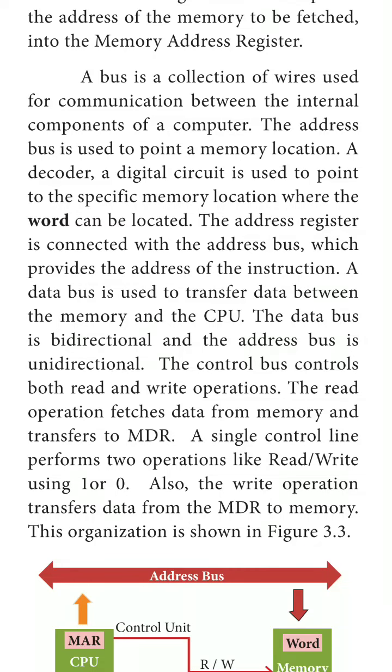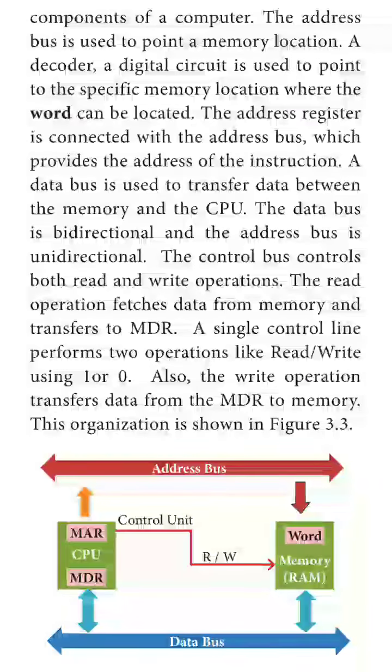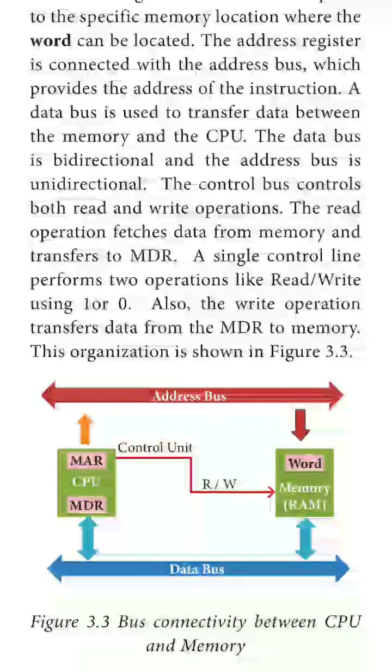The control bus controls both read and write operations. The read operation fetches data from the memory and transfers it to the MDR. The single connection line performs two operations, read and write, using 0 or 1. Also, the write operation transfers data from the MDR to memory. The organization is shown in figure 3.3.